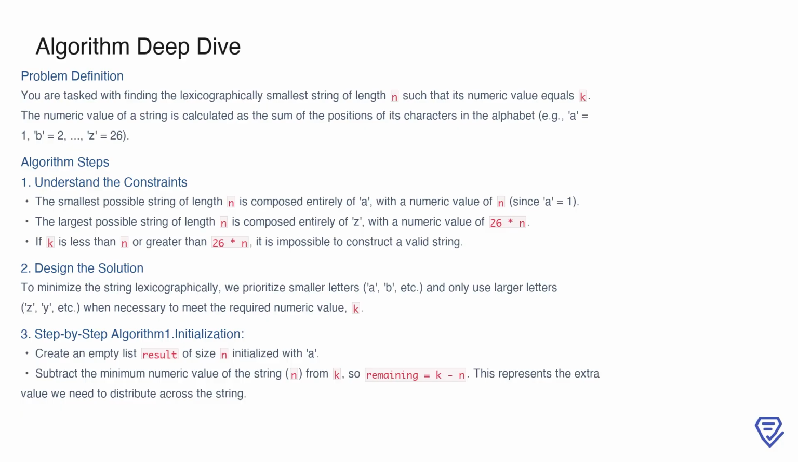The key insight for designing the solution is to use smaller letters like a as much as possible to minimize the lexicographical order, while only adding larger letters like z when necessary to reach the required numeric value. To begin, we initialize the result as a list of characters, corresponding to the smallest numeric value of n. We then subtract this value from k to determine the remaining value that needs to be distributed across the string. This forms the basis of our solution strategy.